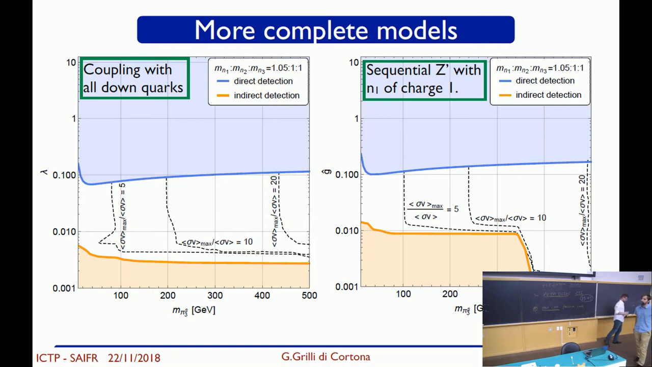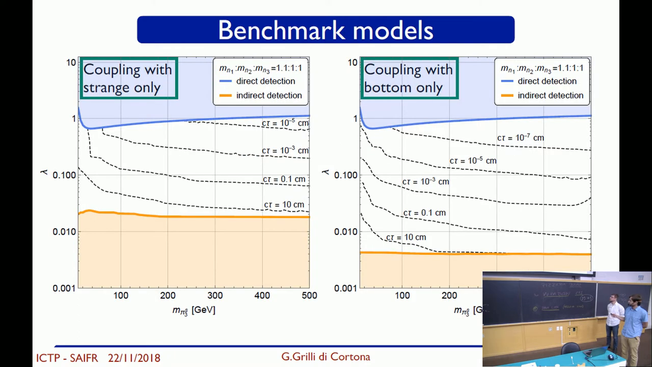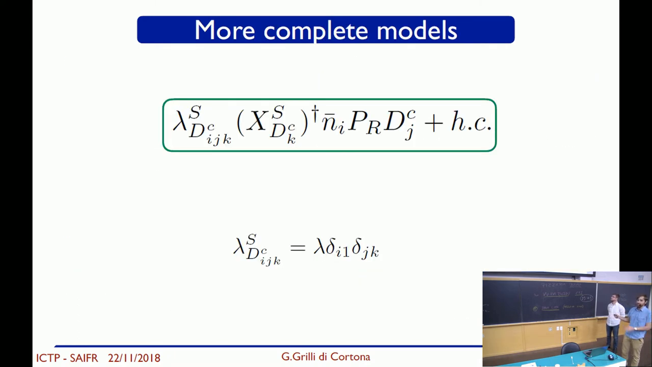Just for clarification, can you remind me what is the portal between this hidden sector and the standard model? In the Z prime model it is the Z prime, and in this model it is this scalar here. The capital D is the standard model down-type quarks. So the X carries a color, our color. D are our quarks, N are the dark quarks, and this X is a bifundamental of the two SU(3)s.